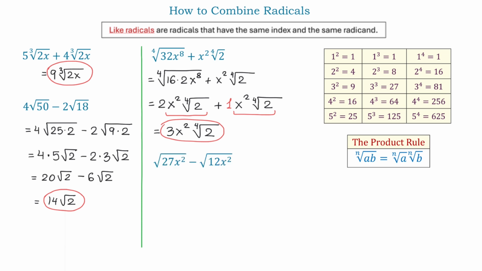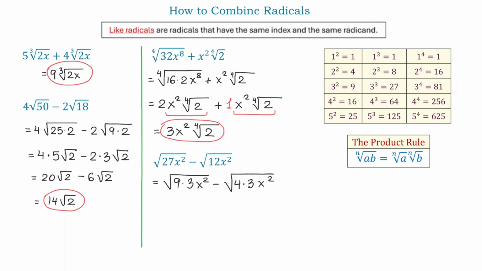The last expression that we will simplify is the square root of 27x squared minus the square root of 12x squared. 27 is not a perfect square, and we will write it as a product of 9 and 3. Then we will write 12 as a product of 4 and 3. So then we will have the square root of 9 times 3 times x squared minus the square root of 4 times 3 times x squared.